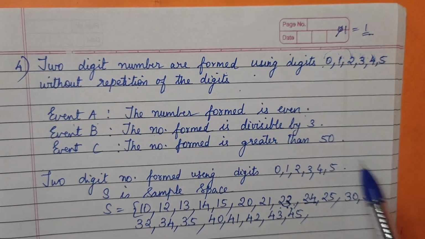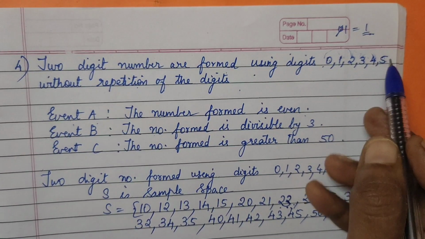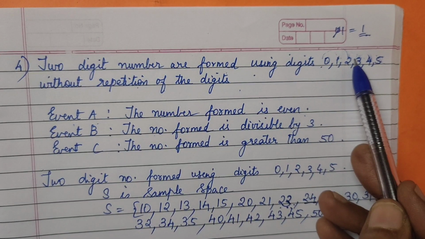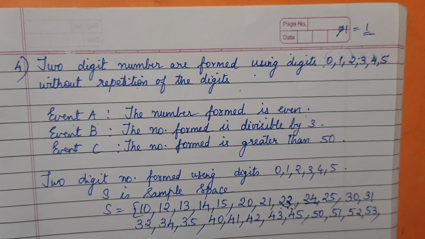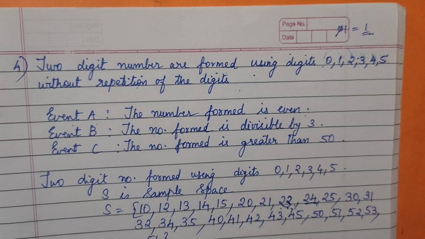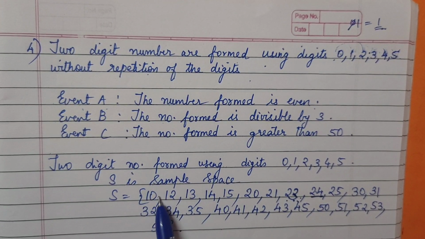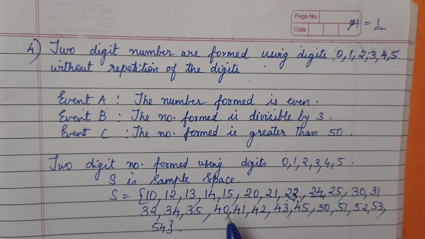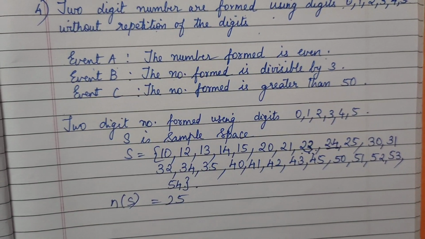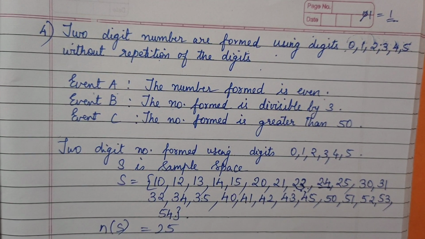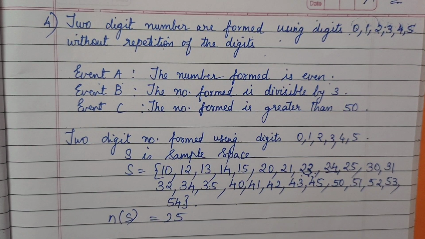Let's come for the 5. 50, 51, 52, 53, 54. Completed. So I have put a curly brackets. Let's check out. 1, 2, 3, 4, 5, 6, 7, 8, 9, 10, 11, 12, 13, 14, 15, 16, 17, 18, 19, 20, 21, 22, 23, 24, 25. So how many sample points I got in the sample space? That is 25. Done. If the sample space is perfectly formed, then it is very easy to solve the events.